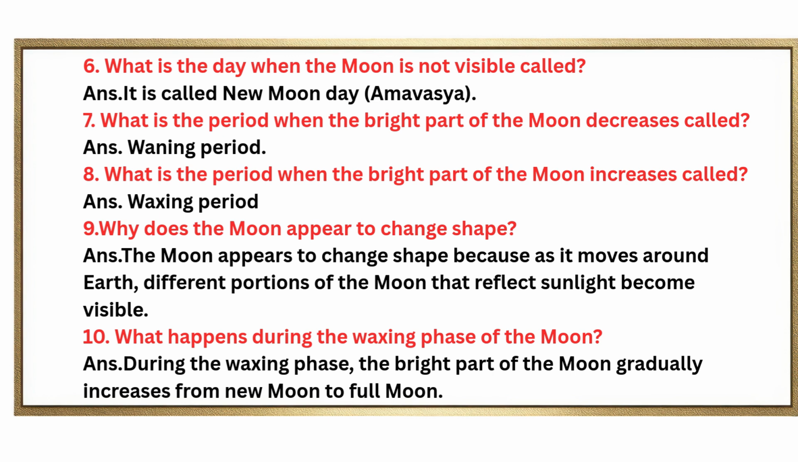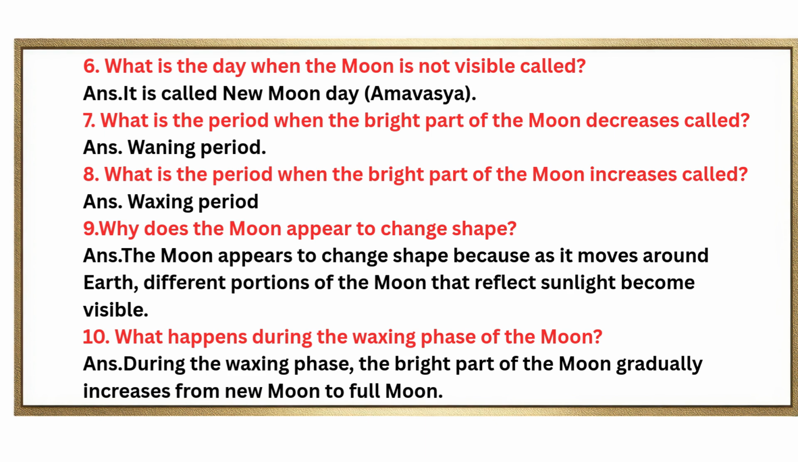Question number 7. What is the period when the bright part of the moon decreases called? Answer. It is called the waning period. Question number 8. What is the period when the bright part of the moon increases called? Answer. It is called the waxing period. Question number 9. Why does the moon appear to change shape? Answer. The moon appears to change shape because it moves around Earth. Different portions of the moon that reflect sunlight become visible.